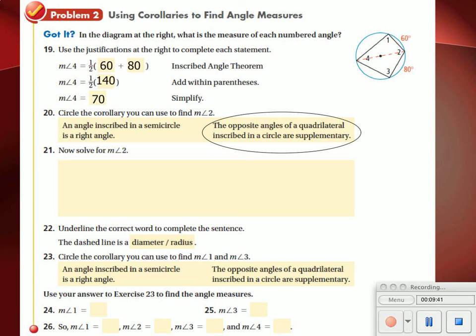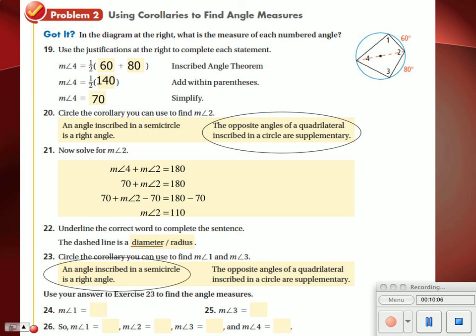Now let's underline the correct word to complete the sentence. The dashed line is the diameter. Circle a corollary you can use to find the measure of angle 1 and 3. And that's an angle inscribed in a semicircle is a right angle. In this case, though, since they are both opposite angles, you probably could pull that one off too. Measure of angle 1 is 90 degrees. Measure of angle 3 is 90 degrees. So 1 is 90, 2 is 110, 3 is 90, and 4 is 70. And it's a quadrilateral, so if we add all this together, we better get 360.